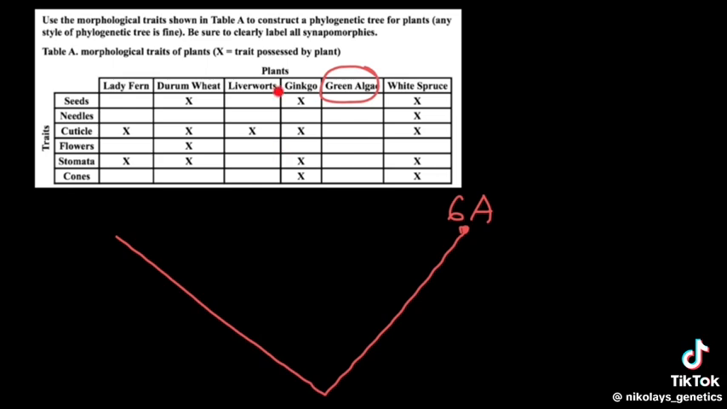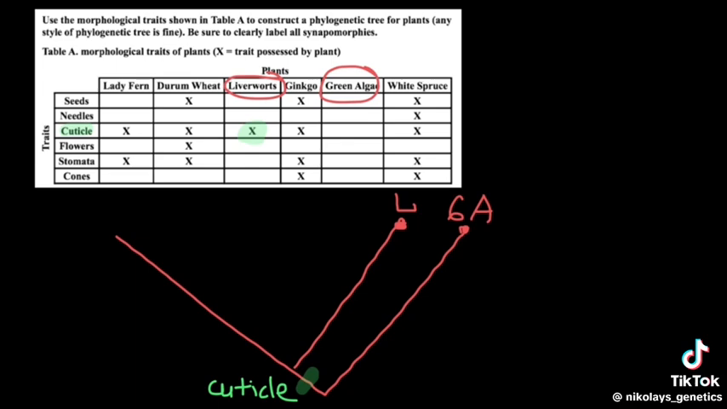Next is going to be liverwort, which has cuticle. This is the only trait that it has, so it has to be at the very beginning here. Let's also put a branch here for the liverwort. L stands for liverwort, and this bar stands for the cuticle. So let me also highlight cuticle here.